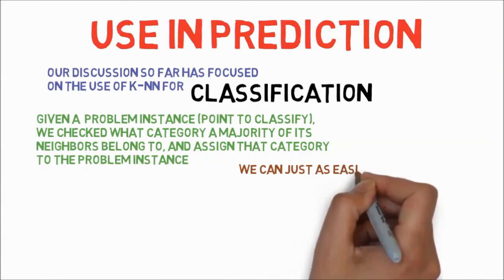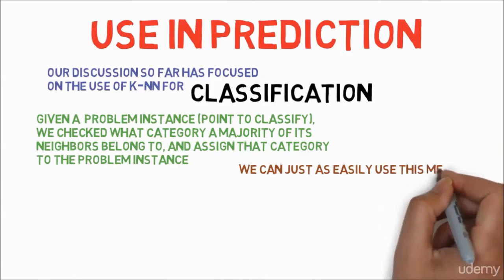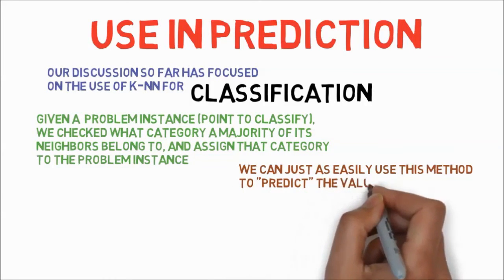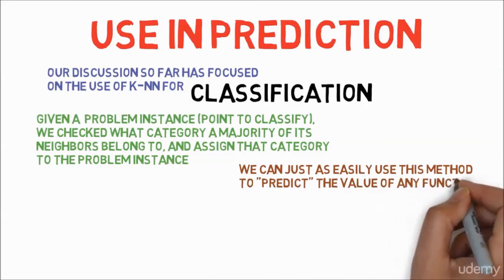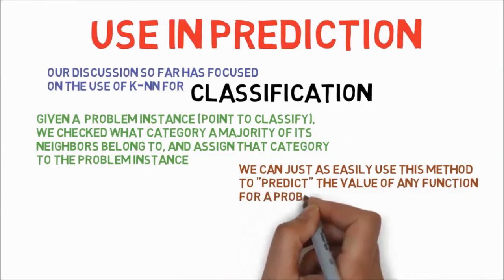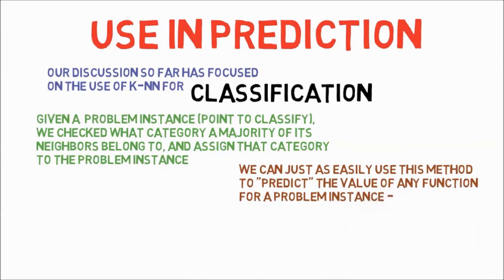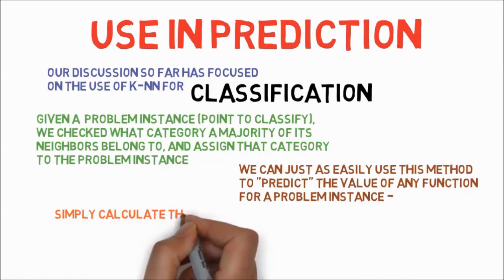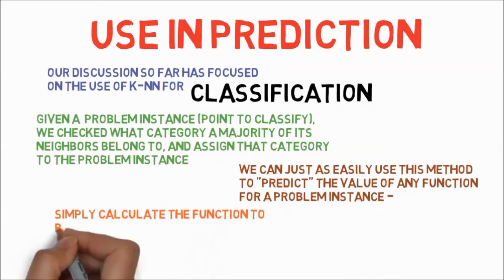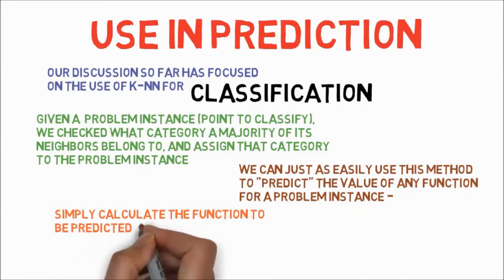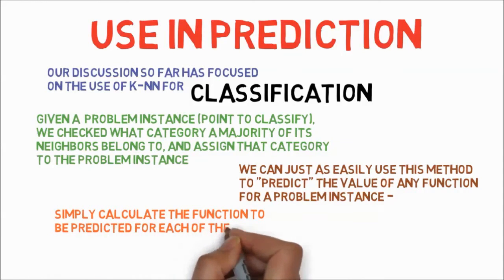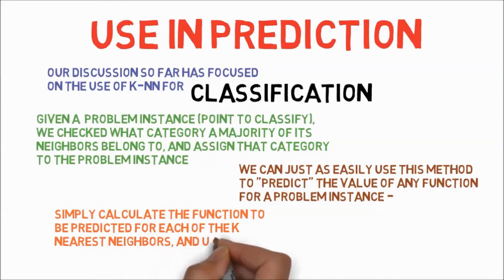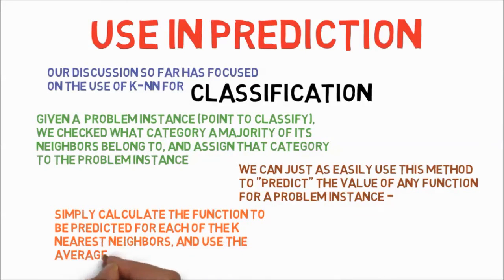Now, we could just as easily use these k nearest neighbors to predict the value of a function for this problem instance. We'd simply calculate the value of the function for the k nearest neighbors and then extrapolate the value of that function for our problem instance. For example, we could use the mean of the value of the function for the k nearest neighbors to predict the value of that function for the problem instance.